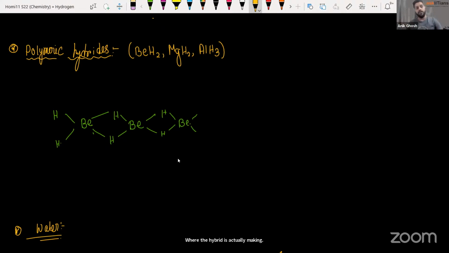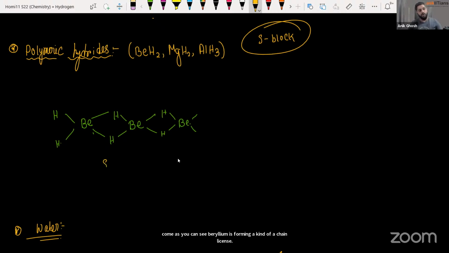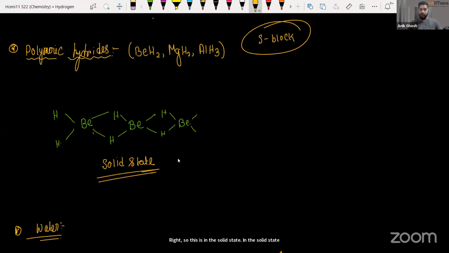This is being taught in S and P blocks, specifically in S block. In S block, it is being taught that they form long chain compounds. As you can see, beryllium is forming a kind of chain-like structure here, right? This is in the solid state. In the solid state, beryllium forms chain-like species, like you can see. Aluminium can also do that kind of thing.